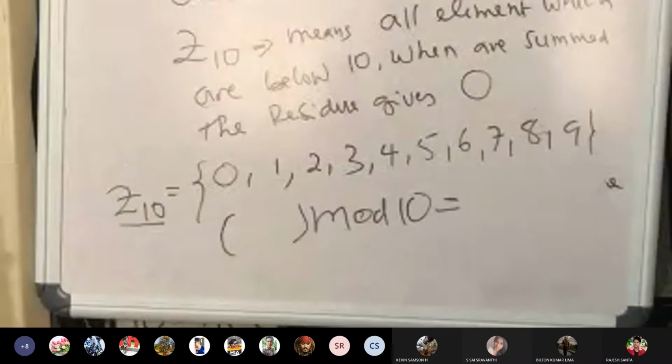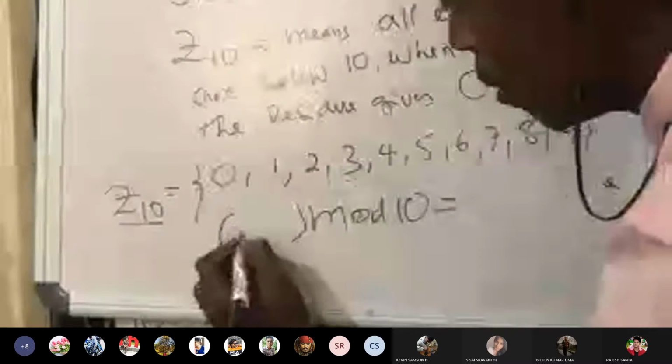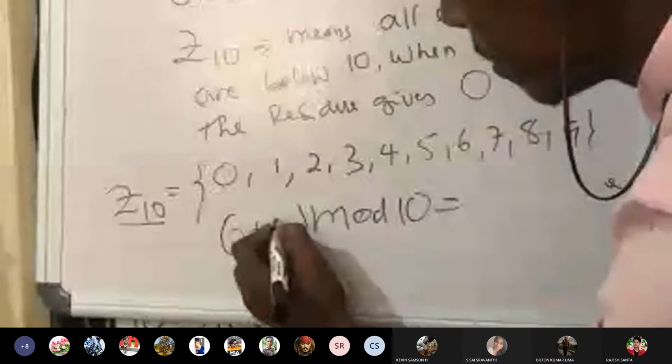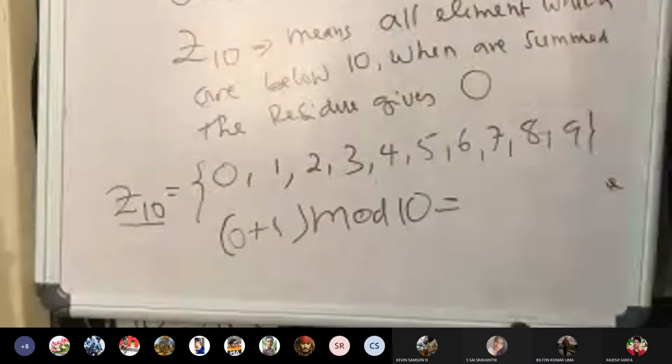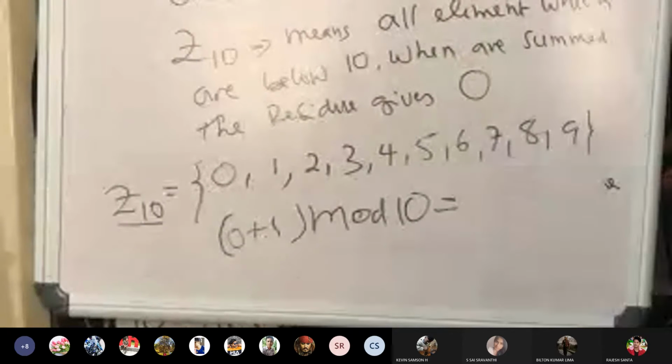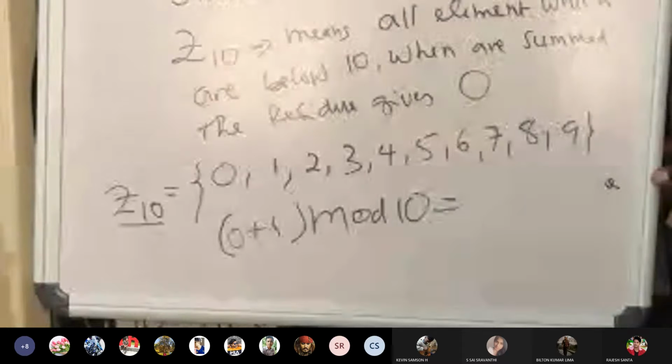I want you to unmute yourself. If you take 0 plus 1, what is the remainder? 0 plus 1, what is the remainder for this one? Unmute yourself and tell. You can unmute and tell.